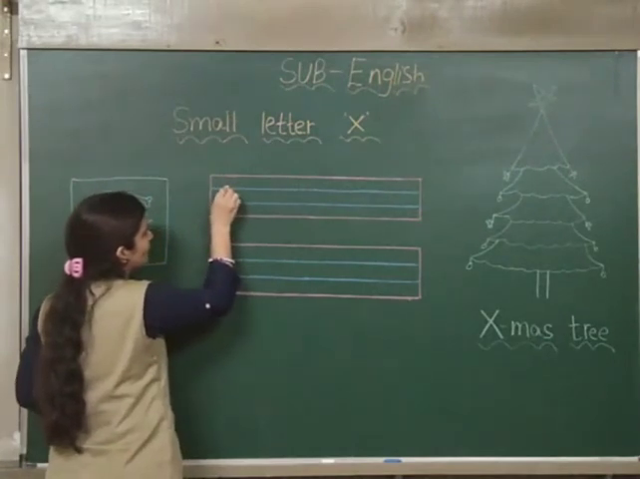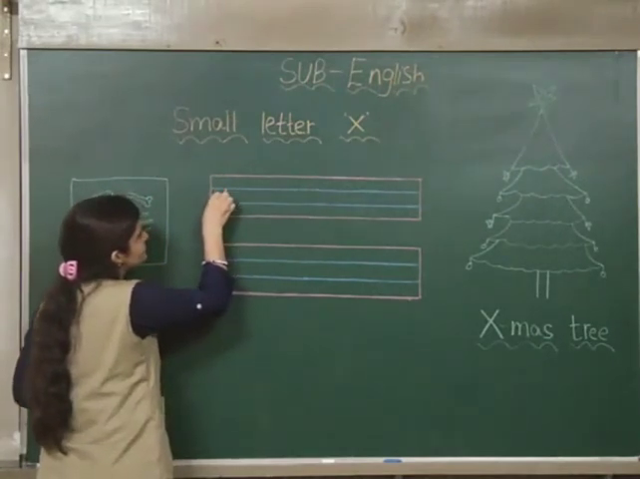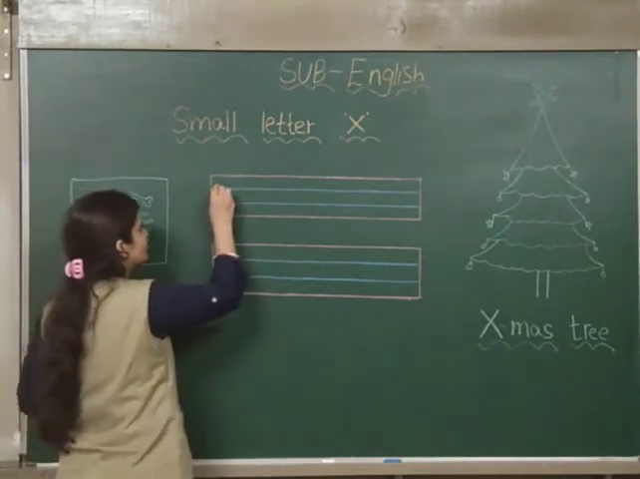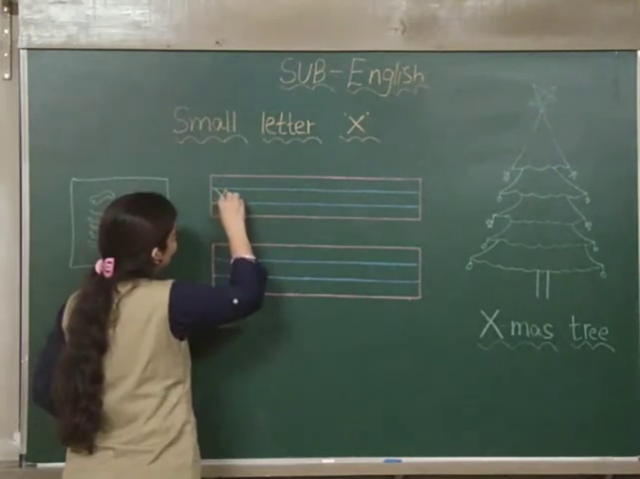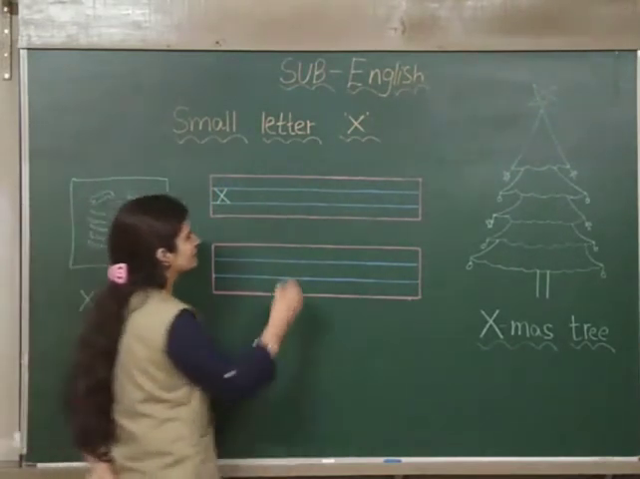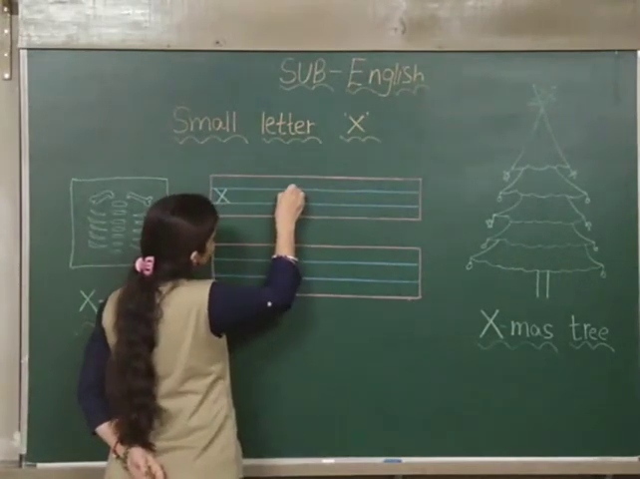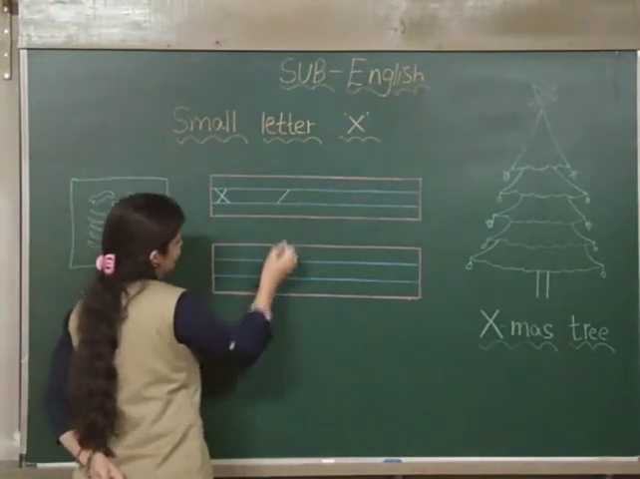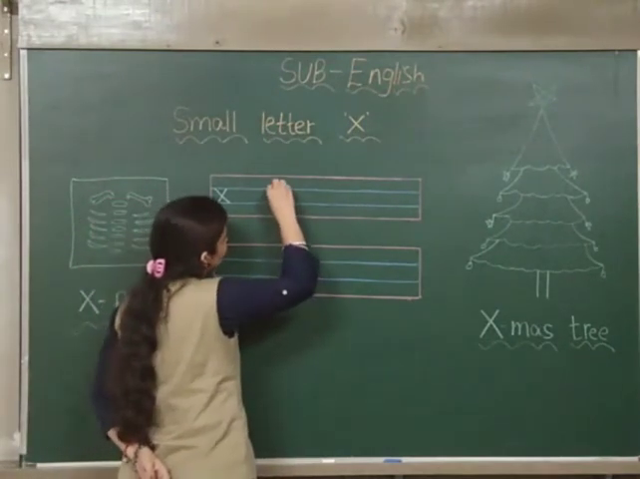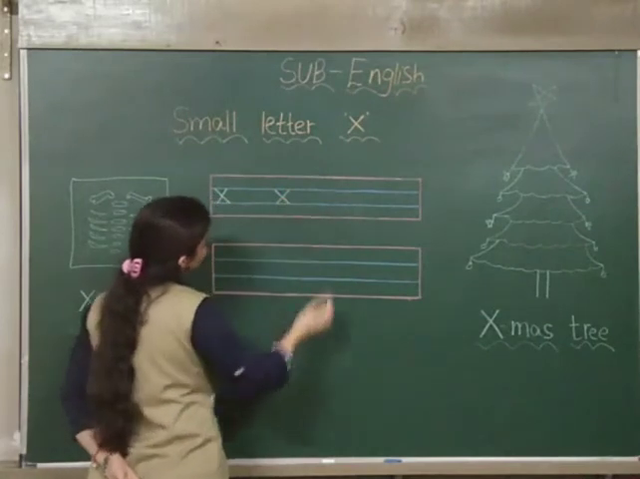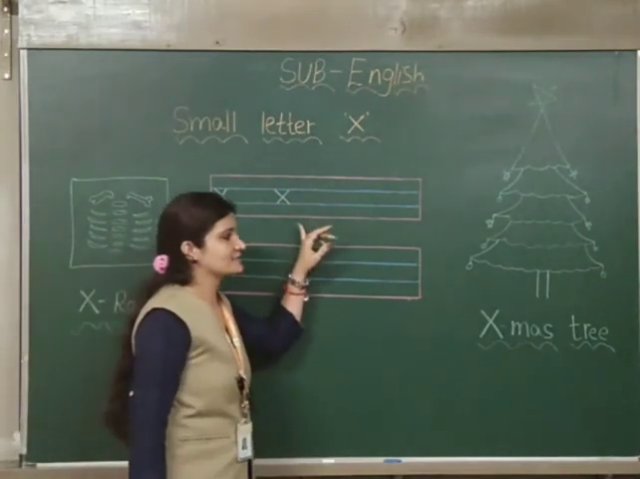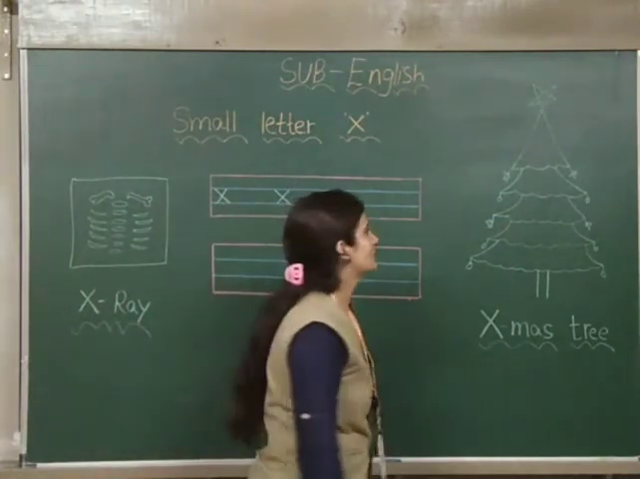First we have to make one slanting line like this, and then we have to make another slanting line like this. This is called small letter X. Again, we have to make one slanting line like this, and then we have to make a second slanting line like this. This is called small letter X. X for Xmas tree.